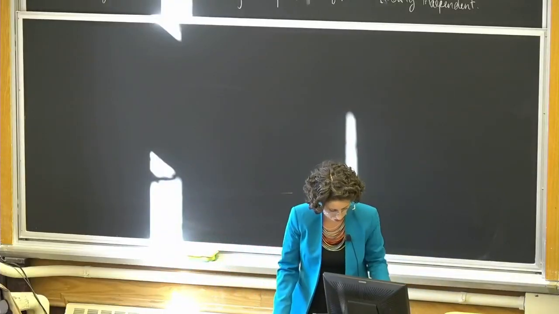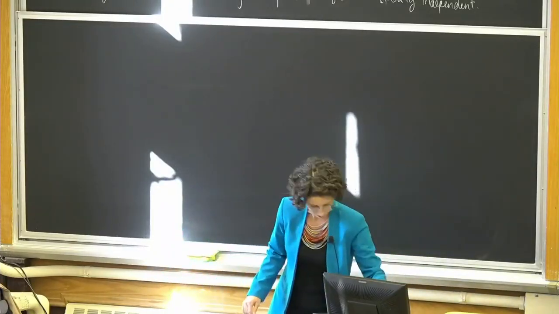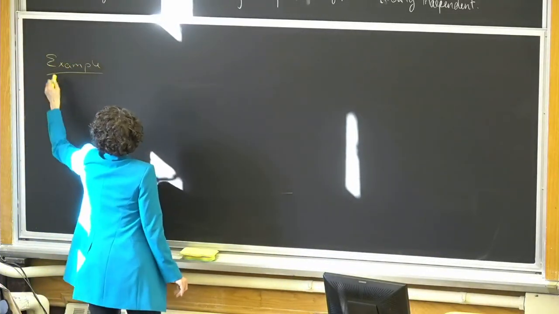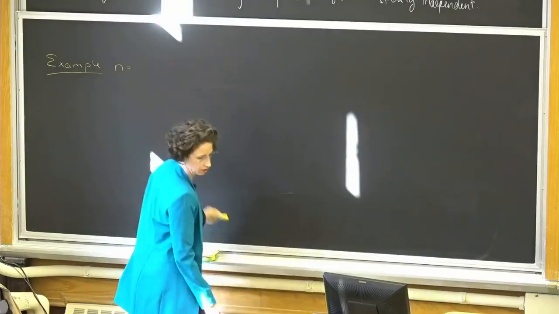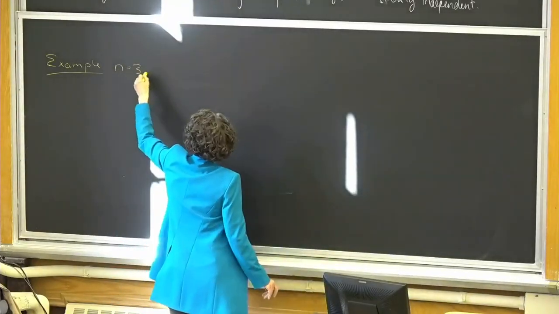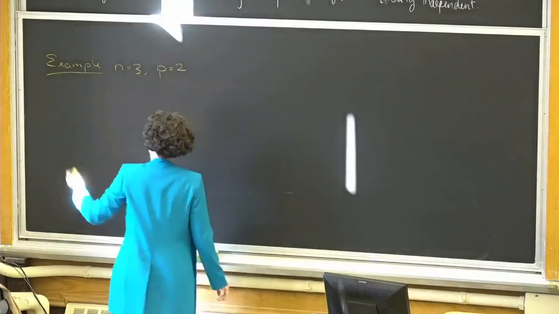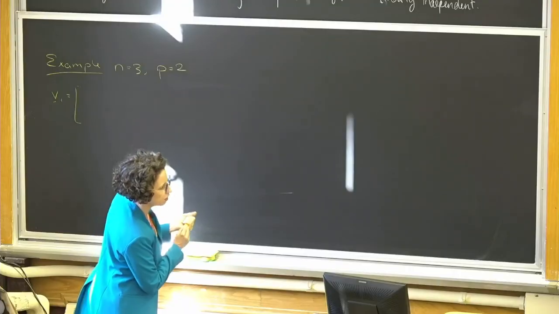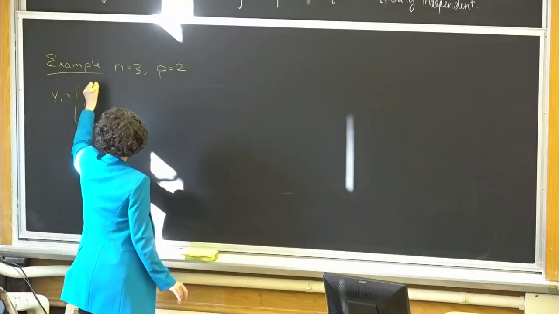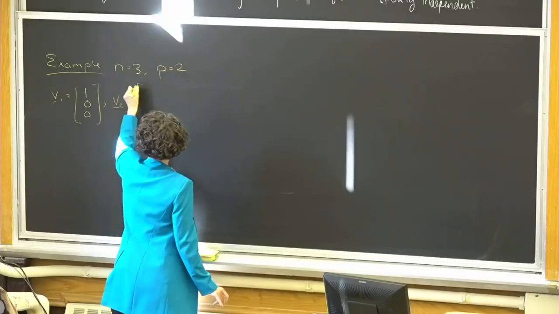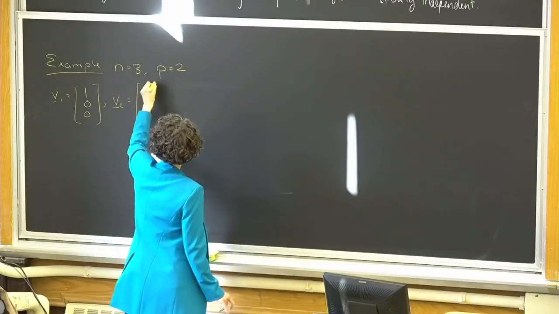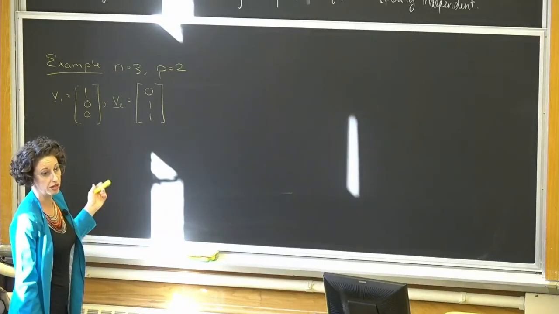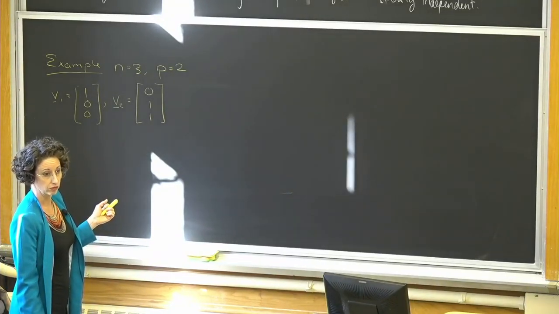So let's just do a very quick one. Here's an example where n is equal to 3 and p is equal to 2. My first vector is going to be the same as my first vector in our previous example, 1, 0, 0. And my second vector is going to be 0, 1, 1. So these two vectors are linearly independent. I cannot write one as a weighted sum of the other.